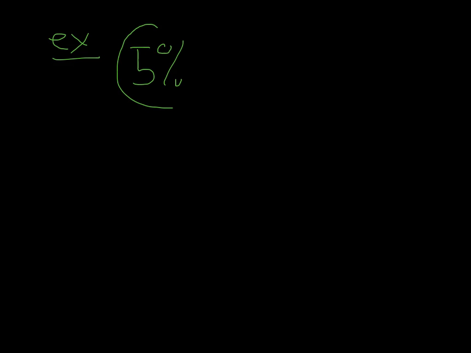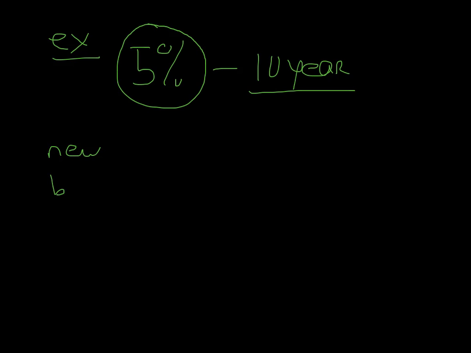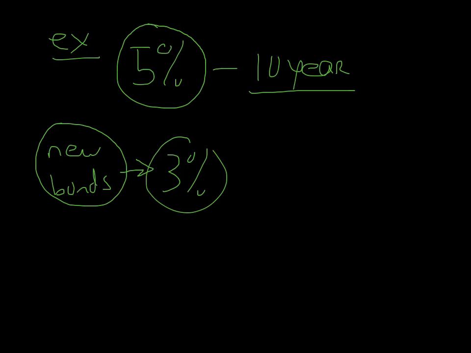So this was bought on the primary auction. First time someone buys it. Let's say it's a 10-year bond. Let's say new bonds come out. There's a change in the market. And then say new bonds come out and they're now paying 3%. Well, you have an old bond that pays 5%. New bonds, if you're going to buy at 3%. You decide you want to sell your old bond.